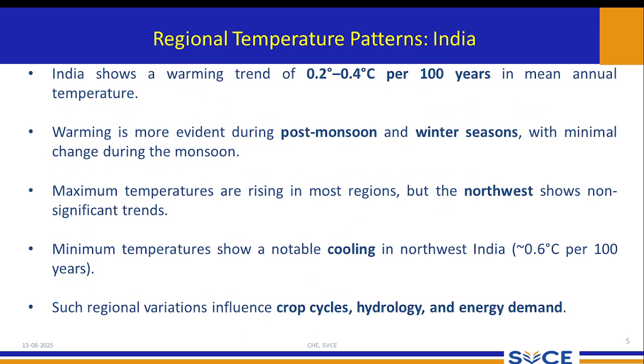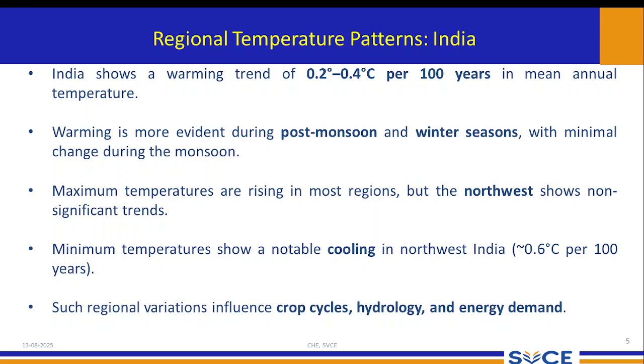Okay, so the regional temperature patterns in India. India shows a warming trend of 0.2 to 0.4 degrees Celsius per 100 years in mean annual temperature. So per annum it is only a 0.2 to 0.4 degrees Celsius increase in temperature over 100 years. In India, warming is more evident during post-monsoon and winter seasons with minimal change during the monsoon. So it is very clear there is an increase in temperature during the post-monsoon and also the winter seasons, but minimal changes have been found.